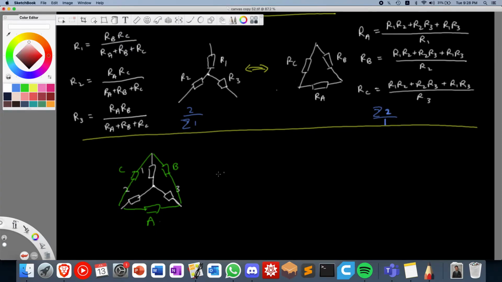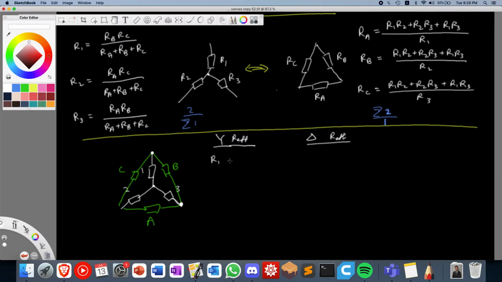So how do you start the derivation? First of all, the thing to remember is that if you have something like that, we can consider the effective resistance between two points. Let's say we consider points 1 and 3. Then we have R1 plus R3. On the left hand side we're going to write the Y effective resistance, and on the right hand side the delta effective resistance. So both ways of thinking of it.